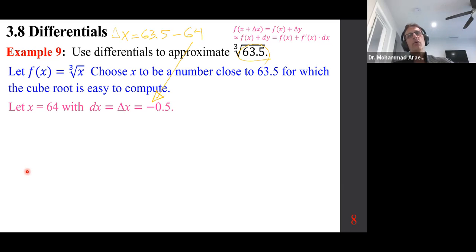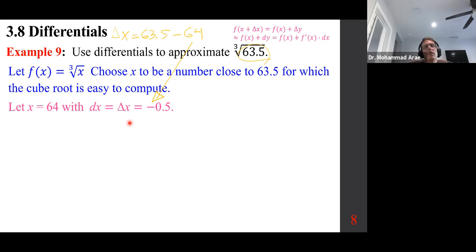And why it's negative 0.5. We know the cube root of 64 to be 4, so we are going to evaluate the cube root of a number which is smaller than 64, so the result will be less than 4. That's why delta x is negative. On the other hand, if you wanted to find the cube root of 65, which is larger than 64, then the result should be larger than 4, and delta x becomes 65 minus 64, which is positive.